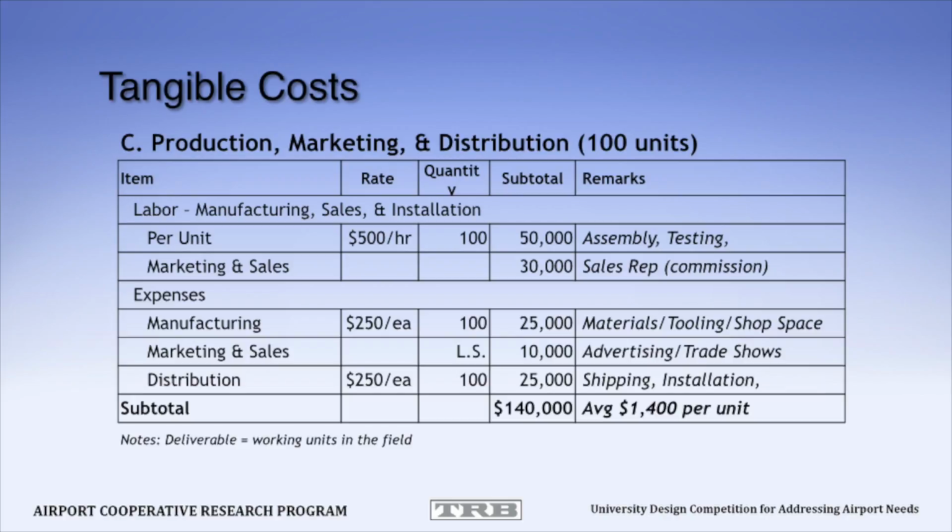So the grand total for production, marketing, and distribution is going to be something like $140,000. And assuming that you're going to be producing 100 units, that works out to about $1,400 per unit that's going to cost. And hopefully you're going to build some profit and margin into that.